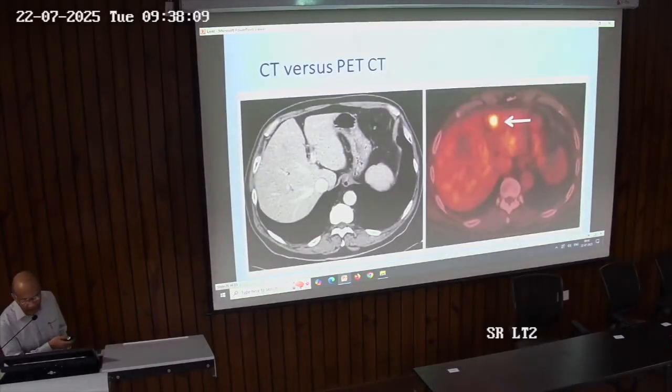A PET is often combined with a CT scan, and you can see the difference here. This is a normal CT image wherein this deposit is not seen, but when you combine PET scan with CT scan, you are able to pick up even small deposits. Okay, so that is how modern day imaging helps you in deciding how extensive the disease is and what is the most optimal treatment for the patient.